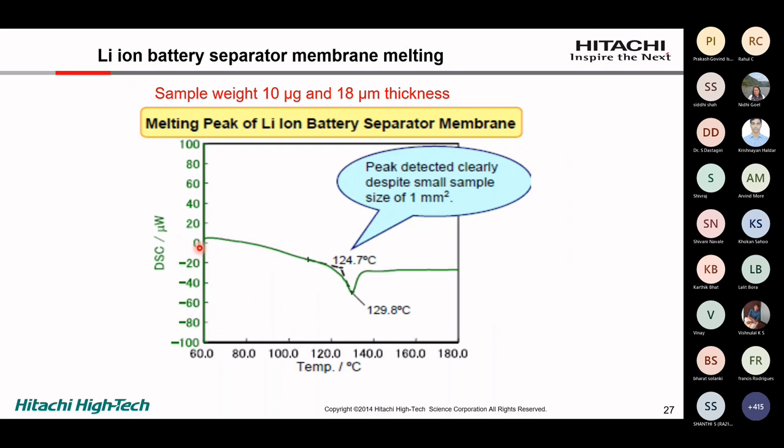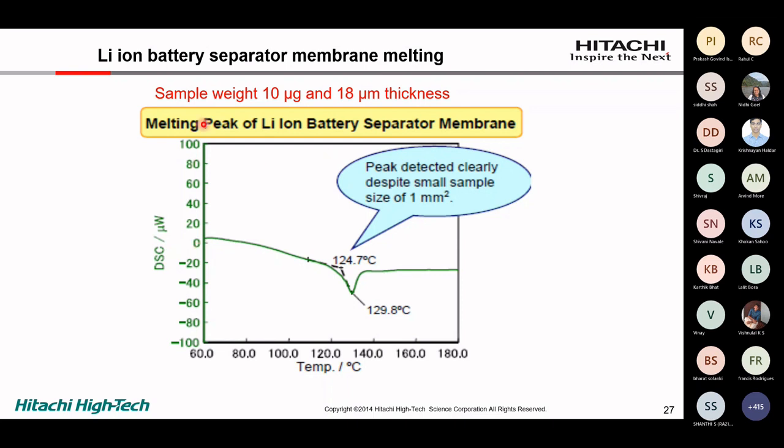Another application of DSC is the lithium-ion battery. Nowadays, we hear in the market about electric vehicles, and many manufacturers are switching over to lithium-ion batteries. In a lithium-ion battery, they use a polymeric membrane, called a separator membrane, between the 2 electrodes. If you want to quickly identify whether you are getting the same membrane during the manufacturing process, you can use the DSC.